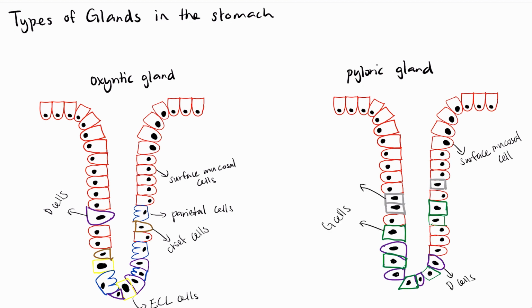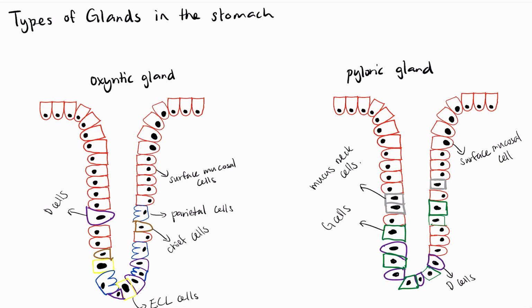In the pyloric gland, however, there are also surface mucosal cells and D cells, but they also have G cells and mucous neck cells. All these different cells have different functions, which contribute to the role of the whole gland. For example, the parietal cells in the oxyntic glands are responsible for the secretion of hydrochloric acid, HCl, whereas ECL cells secrete the hormone histamine, D cells secrete the hormone somatostatin, and the chief cells secrete pepsinogen. I'll explain later on the functions of these secretions.